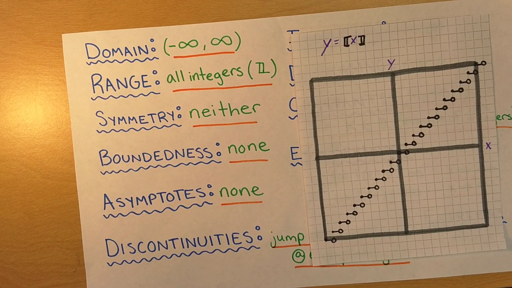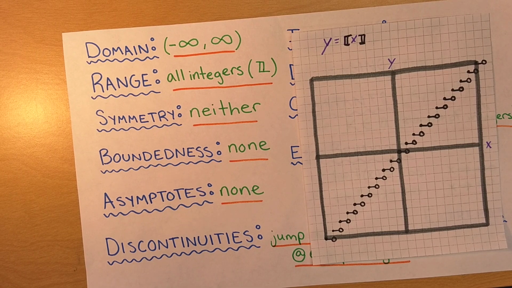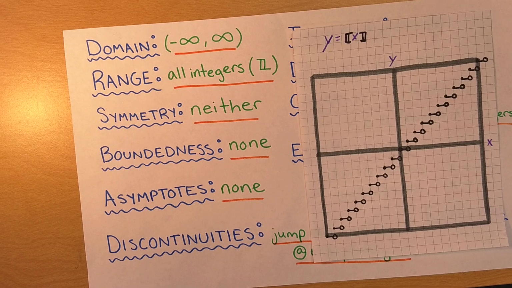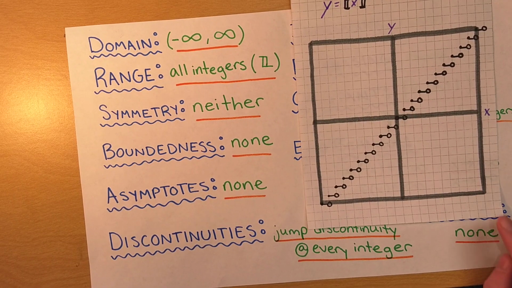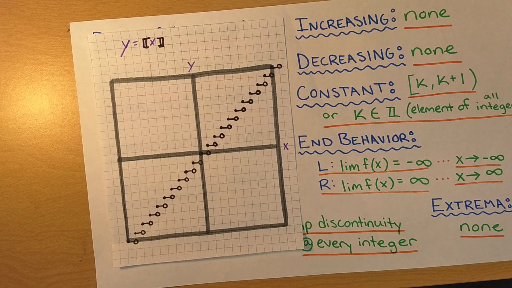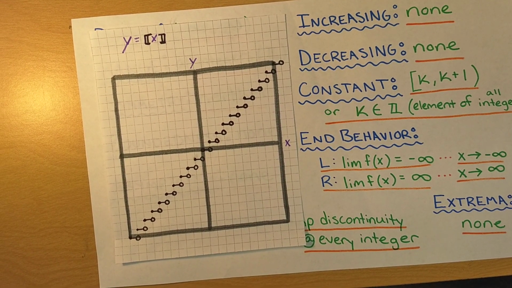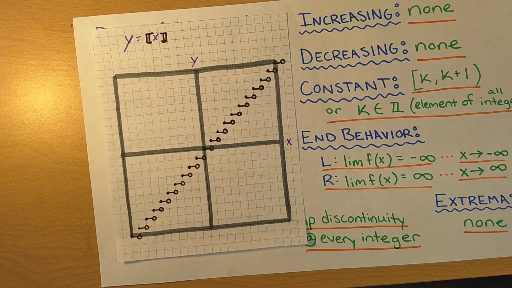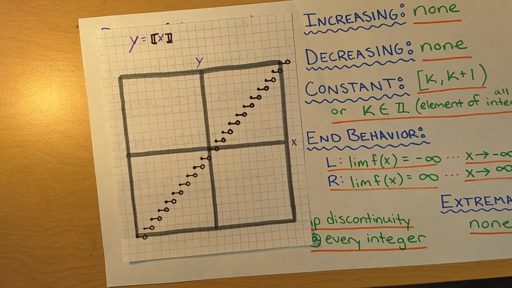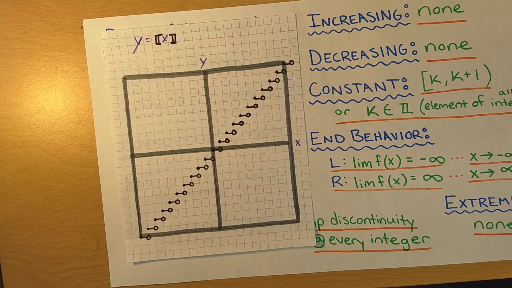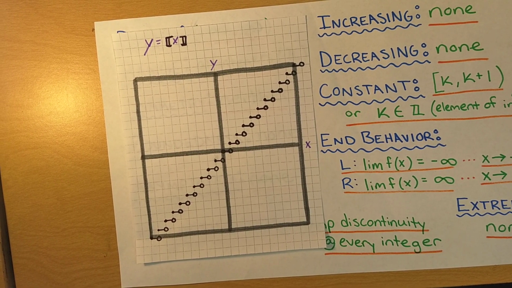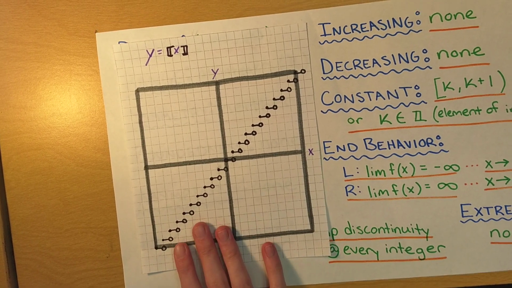The domain of the greatest integer function is from negative infinity to infinity with a range of all integers. This function has no symmetry, boundedness, or asymptotes. The function has jump discontinuity at every integer. There are no increasing or decreasing intervals. The constant is described as the bracket k, k plus 1, close parentheses, where k is an element of all integers. The left end behavior says the limit of f of x equals negative infinity as x approaches negative infinity. The right end behavior says the limit of f of x equals infinity as x approaches infinity. There are no extrema in this function.